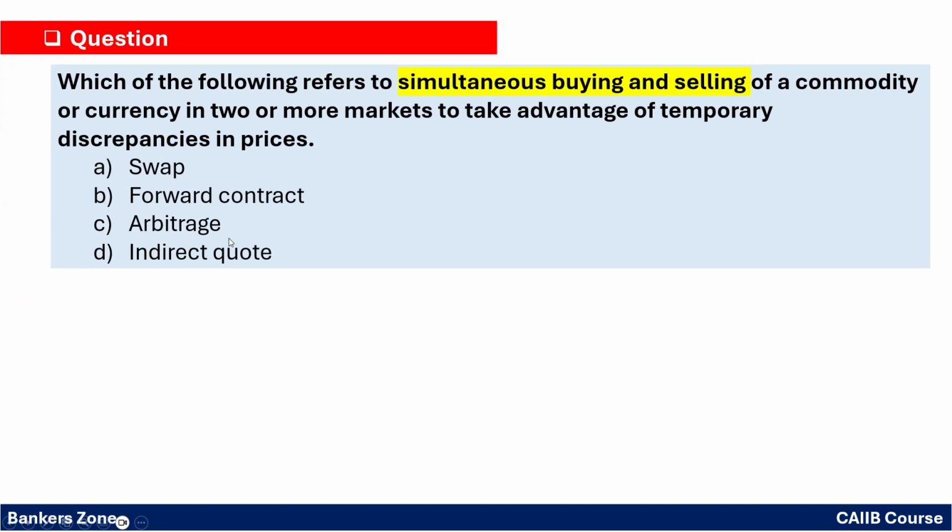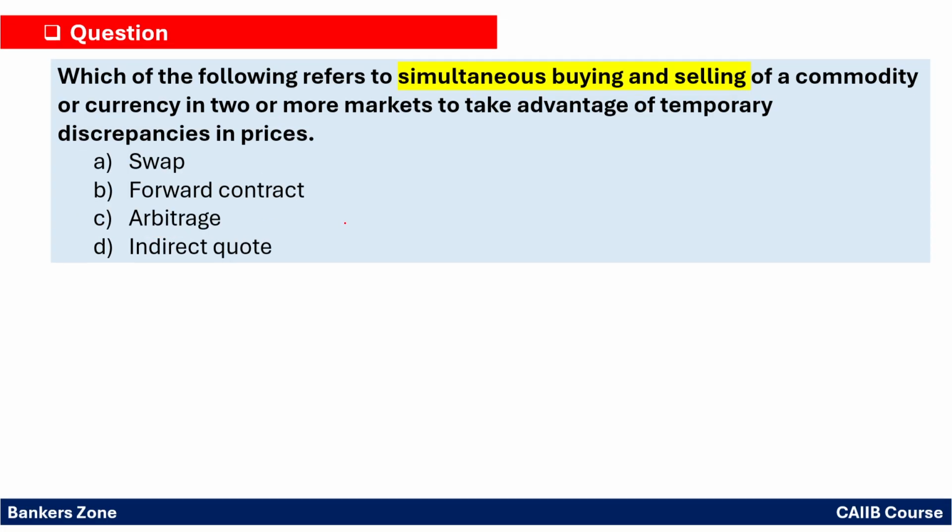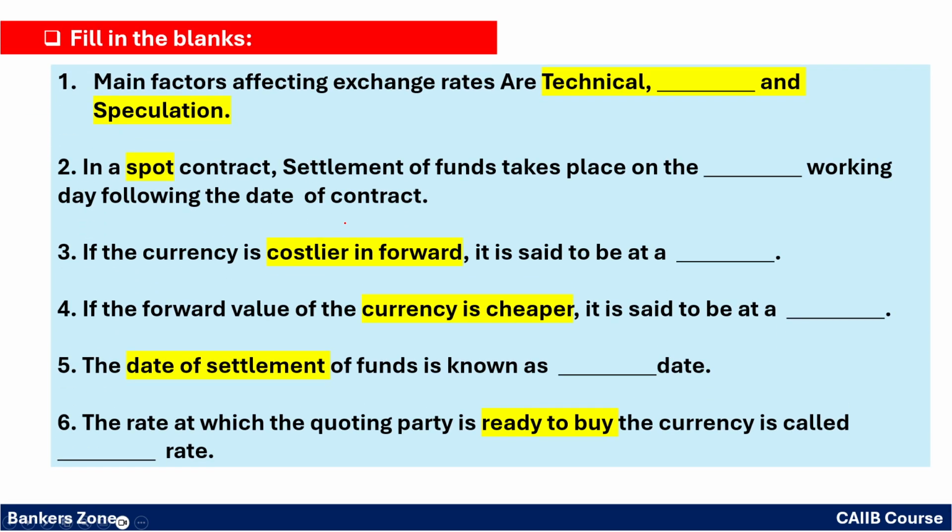Now see, question: which of the following refers to the simultaneous buying and selling of a commodity or currency in two or more markets to take advantage of the temporary discrepancy in the prices? The correct option is obviously arbitrage, which we just discussed. Now fill in the blanks: main factors affecting the exchange rate are technical, dash and speculation. In the beginning itself, there are some technical factors, some speculation, and fundamental factors also. So the answer is fundamental factor.